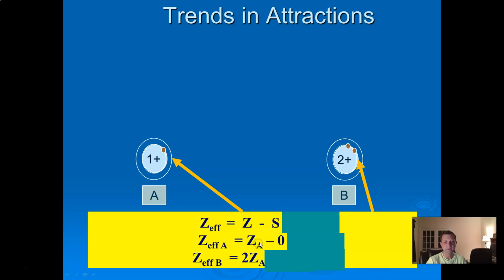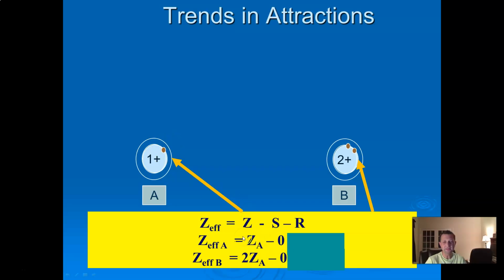So we have basically 1 minus 0 and 2 minus 0. So you're like, all right, well, 1 minus 0 is 1, 2 minus 0 is 2. Sure, it looks like the effective nuclear charge of B is twice that of A. But there's one other thing we have to look at here. The other thing we have to look at is something called a repulsion factor, okay? Electron repulsion weakens the effective nuclear charge, okay? So here we have no electron-electron repulsion.